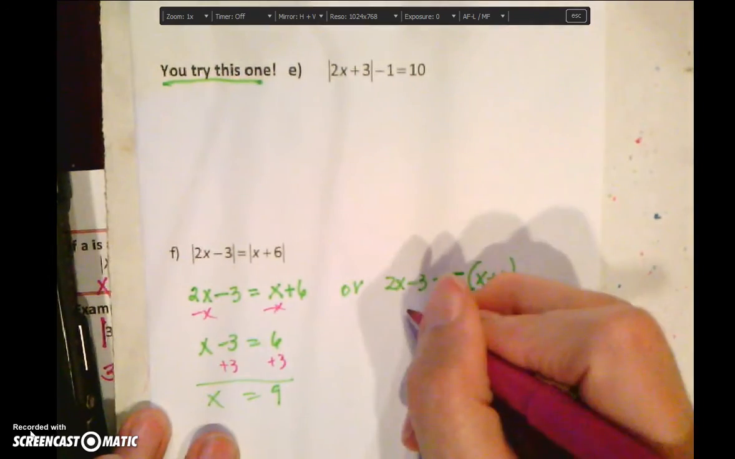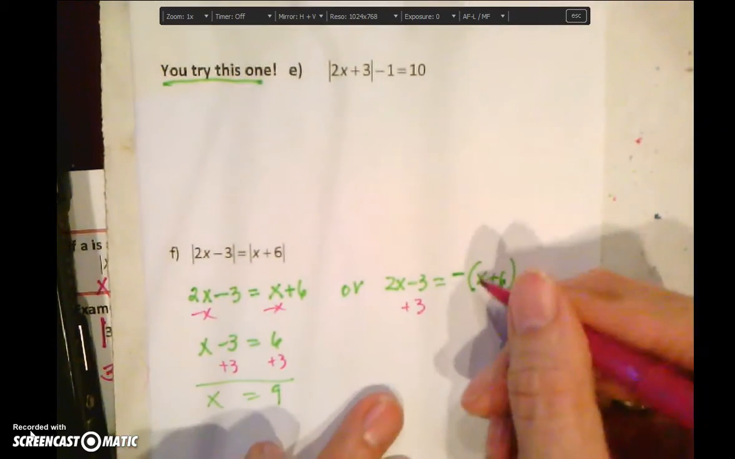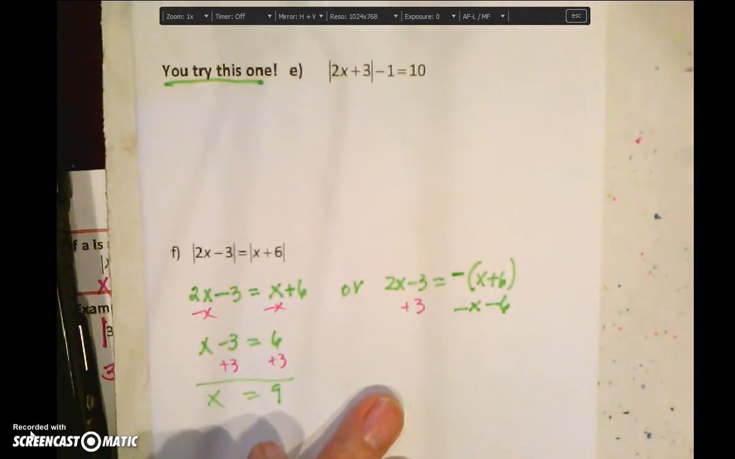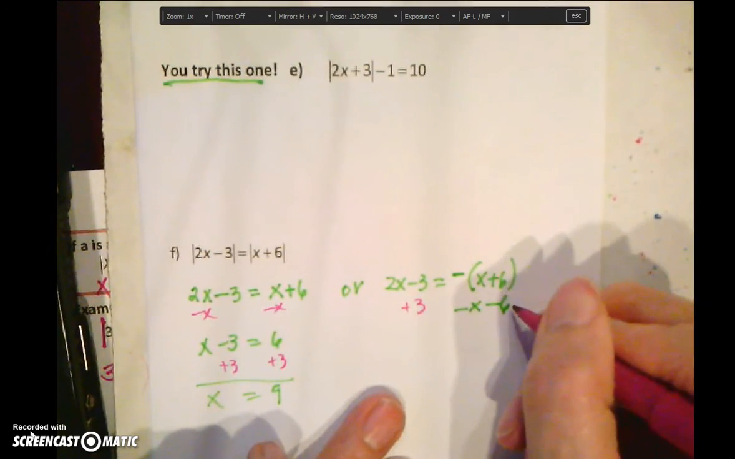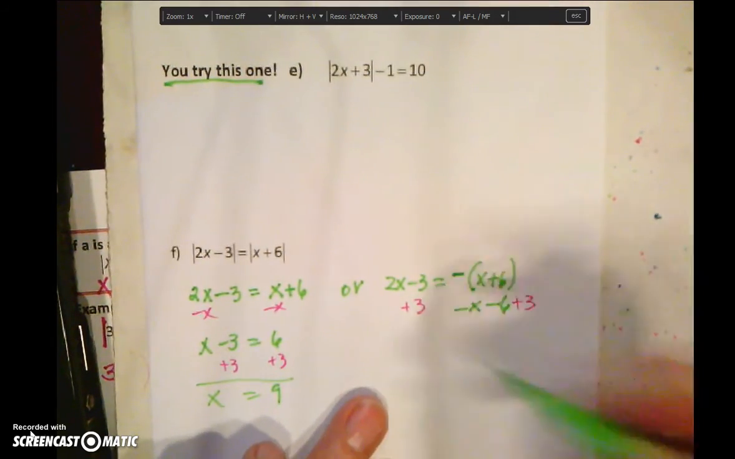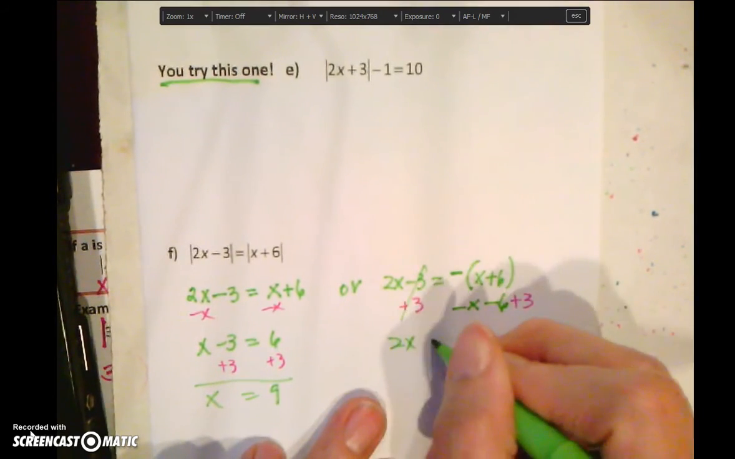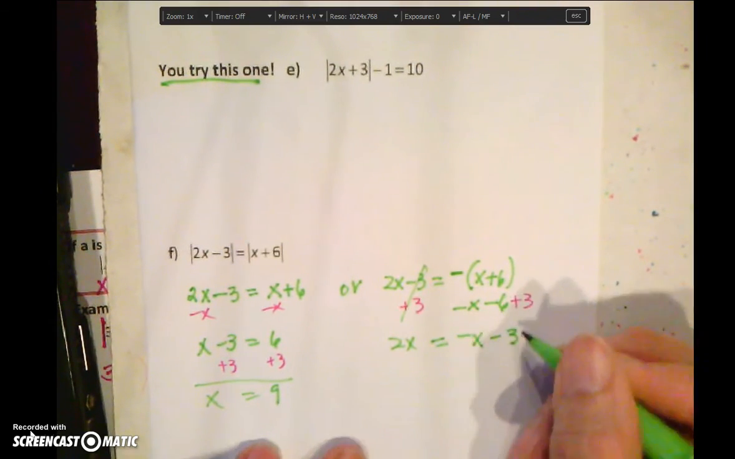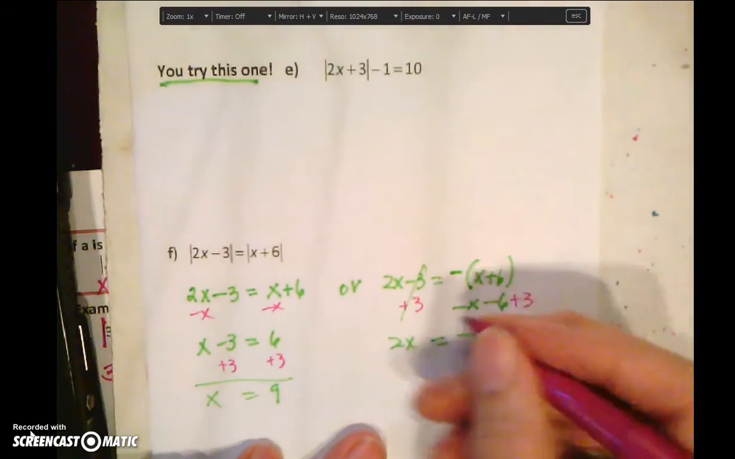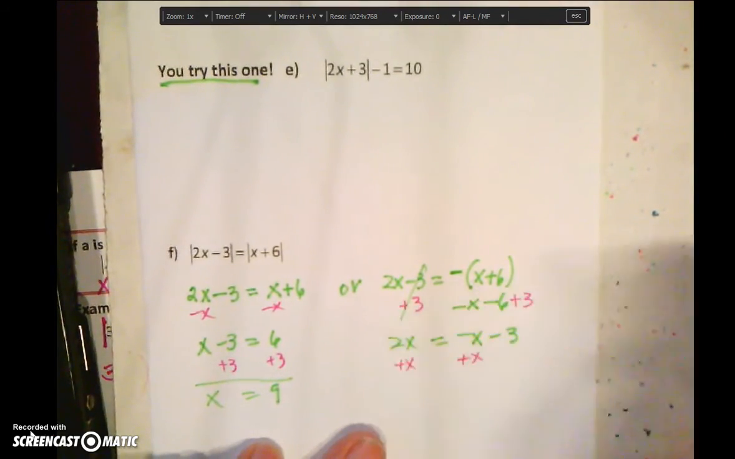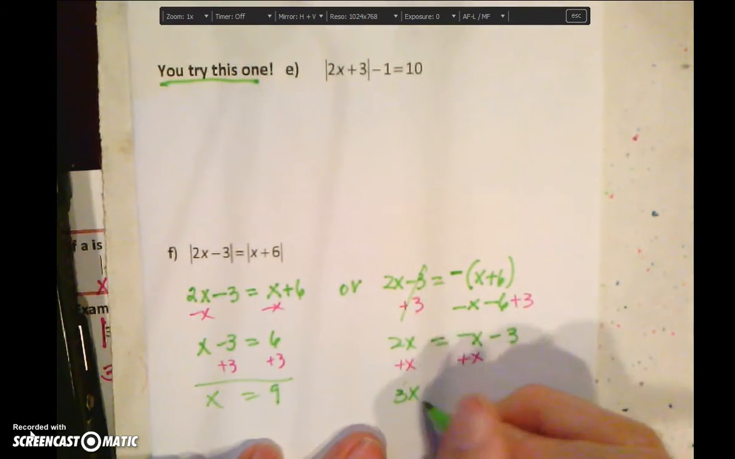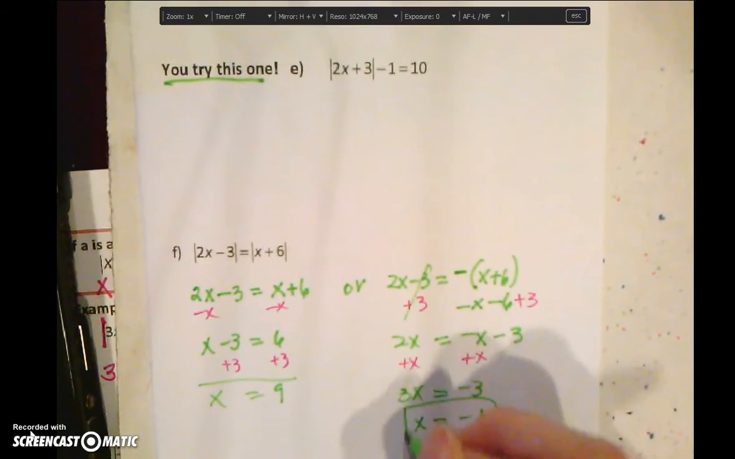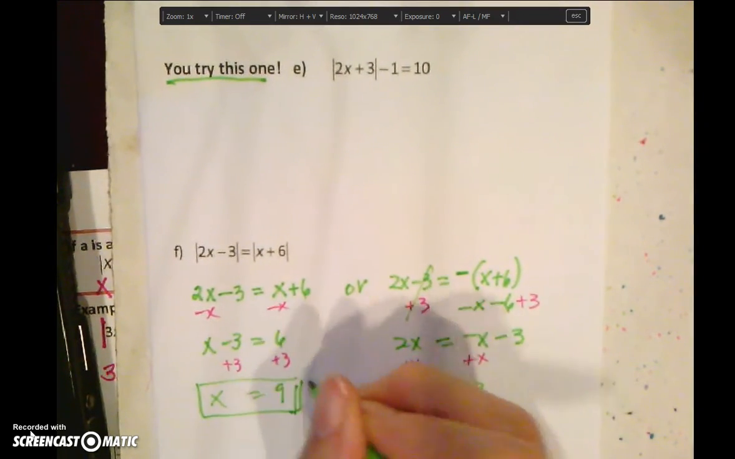And then on the second one, I'm going to add 3 to both. Oops, I need to distribute this, and I need to get the minus x minus 6. So then I'm going to add 3 to both sides. And that's going to give me 2x is equal to a negative x, and negative 6 plus 3 is negative 3. And then I'm going to add my x here and get that 3x is equal to negative 3, so x is equal to negative 1. So I get these two answers.